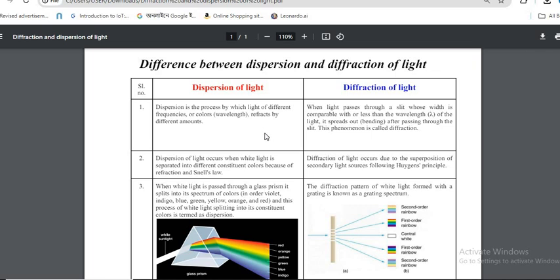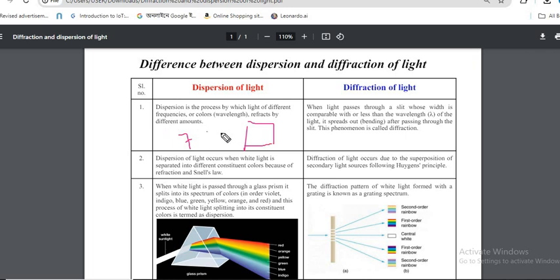What is dispersion? Dispersion is the process by which light of different frequency or color refracts by a different amount. One can think about a medium. Now white light falls. White light is a combination of 7 colors, but after refraction they will be different. The amount of refraction will be different, so there will be 7 colors, with 7 different amounts of refraction.